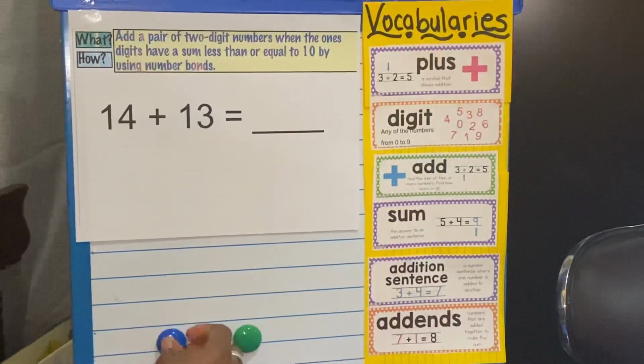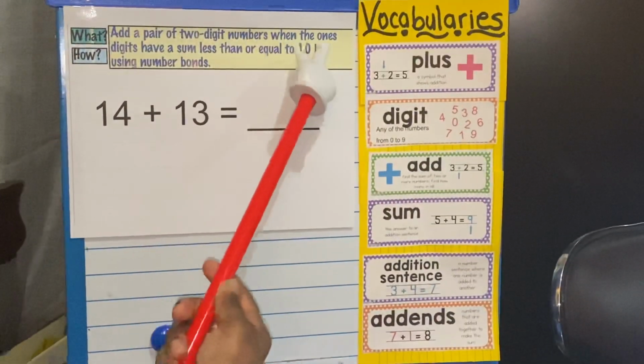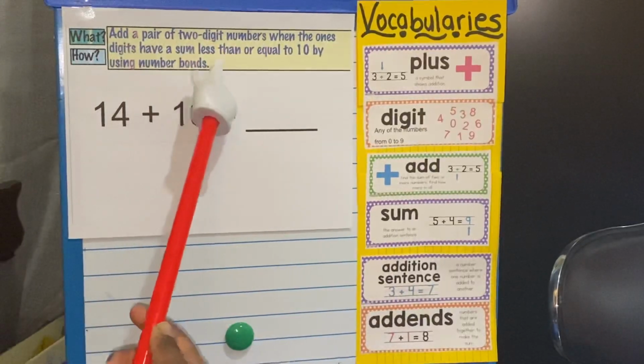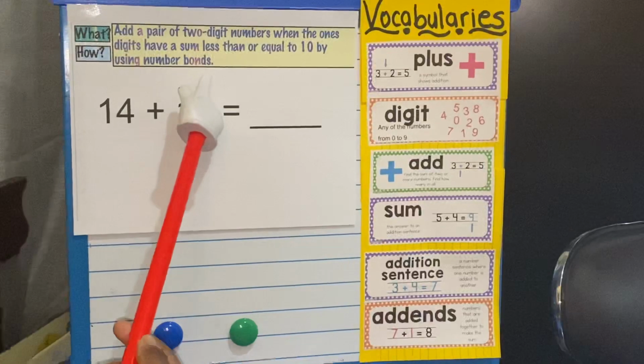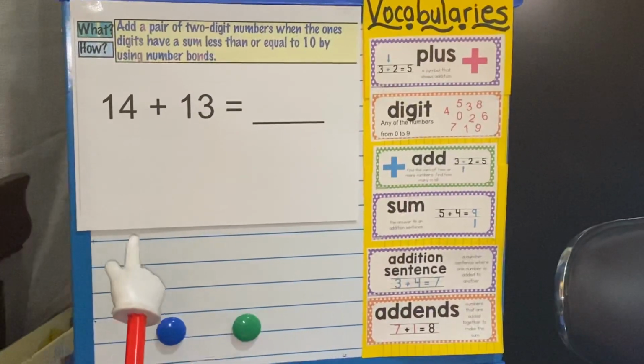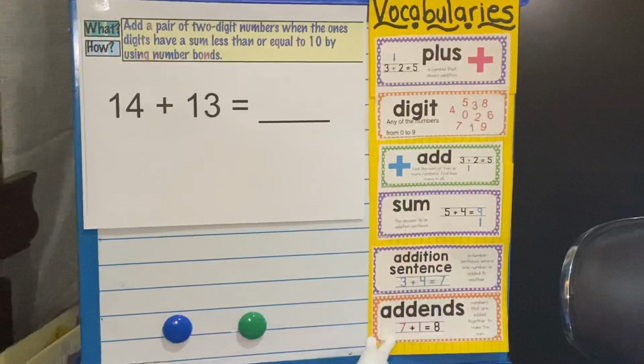Mathematicians will add a pair of two-digit numbers when the ones digits have a sum less than or equal to 10 by using a number bond. Before we continue, let's go over our vocabulary words.